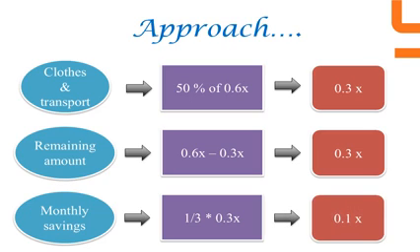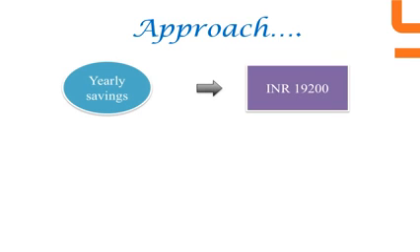Okay. And now in the question it is given, he saves 19,200 Indian rupees every year. Okay, till now we were talking about his monthly income, his monthly spending, his monthly savings, etc. And now it is said he saves 19,200 Indian rupees every year. Okay, so what is his yearly savings? His yearly savings is 19,200 Indian rupees.